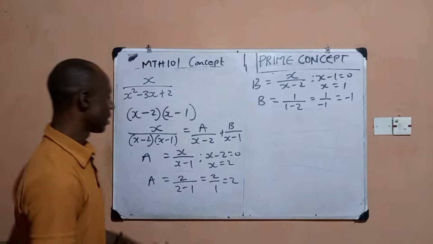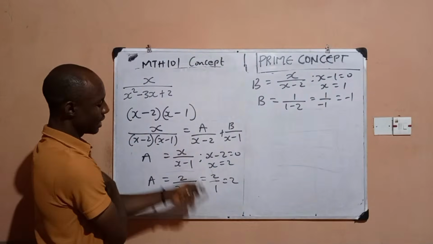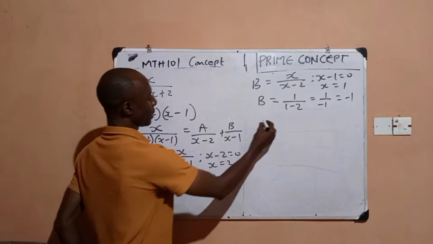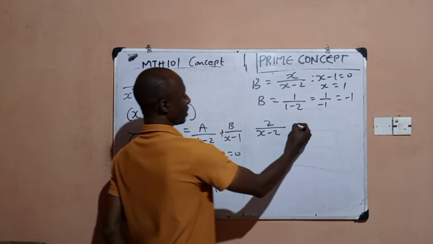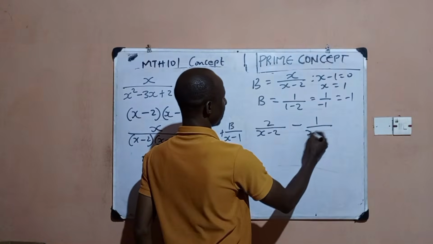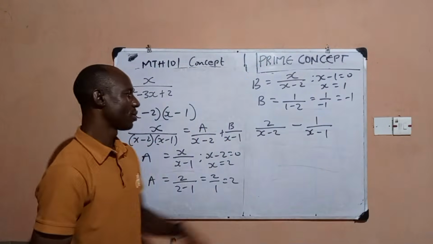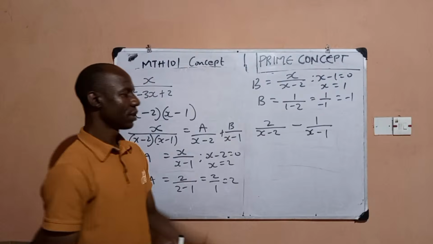So I've gotten this. I'll come back; wherever I see A now, I'll put 2. So my answer will be 2 over x minus 2, then for B, it is minus 1 over x minus 1. Do you see why I put the minus in between? So this is the answer.